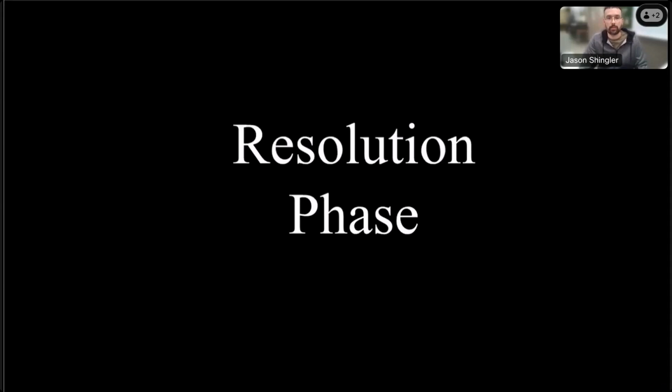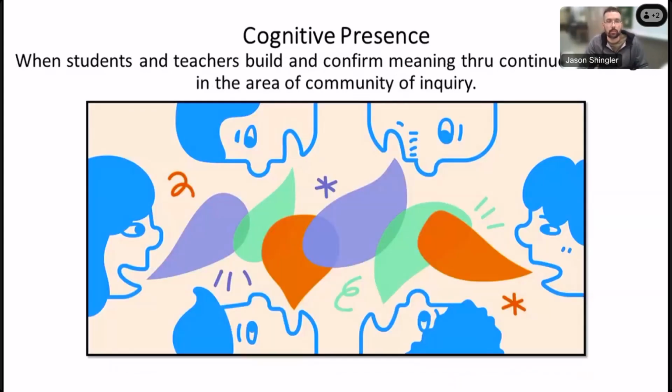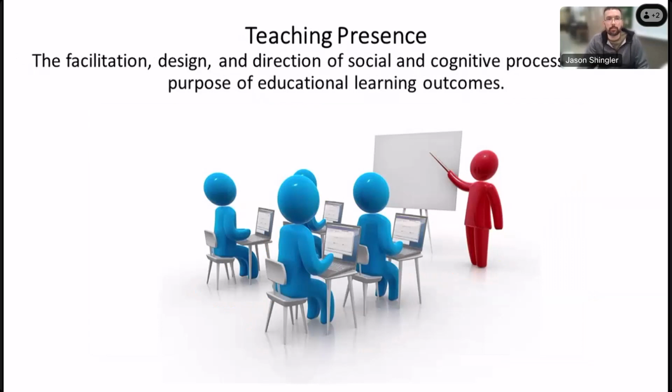So we are in the resolution phase. Social presence is the ability to project your own identity in an online community so that you will be perceived as a real life person. The cognitive presence is when students and teachers can build and confirm meaning through continuous dialogue in the community of inquiry. Teaching presence is the facilitation, design, and direction of social and cognitive processes for the purpose of educational learning outcomes. And we're going to move on to the next one.